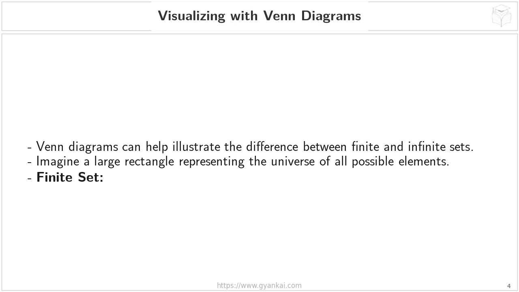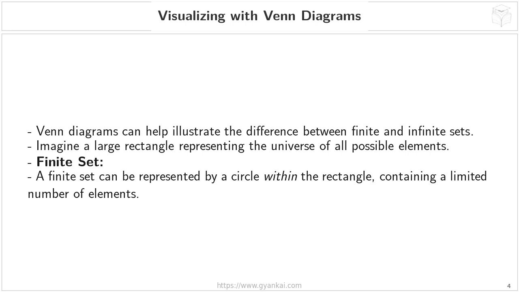Now, let's think about how we'd represent a finite set. A finite set, remember, has a limited number of elements. We can represent this with a circle drawn inside our rectangle. This circle contains all the elements of the finite set, and importantly, the circle stays completely within the boundaries of the rectangle. It's contained, it has a clear beginning and end, just like a finite set has a definite number of elements.